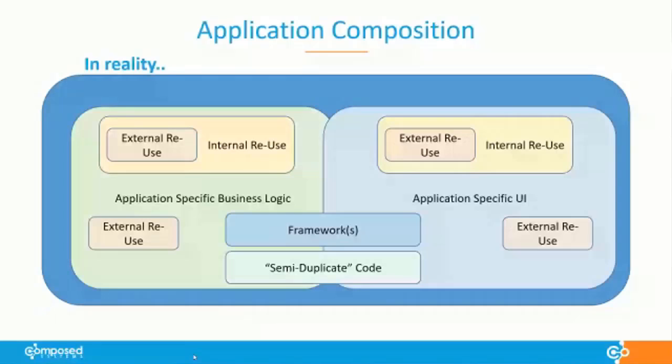In reality, this is closer to what it looks like. Everything is mushed together in our application. Our internal reuse code may call some of that external reuse code that our main end application also calls. All of this code may be tied to the framework. The UI may call that external reuse code, and the business logic may call it. So it's all mushed together.